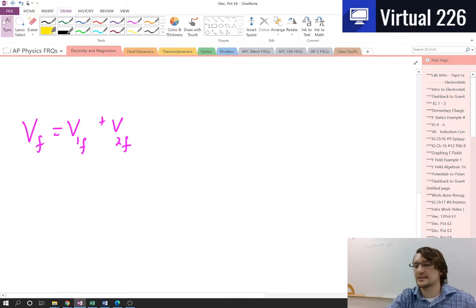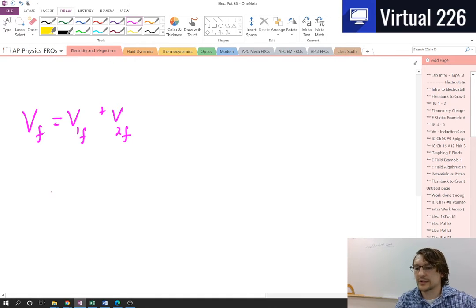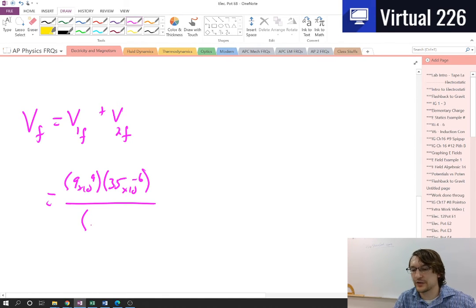So to do this, for the first charge, we're going to have the kq over r, where k is the 9 times 10 to the 9th. The q is going to be the 35 times 10 to the minus 6. Those are our microcoulombs. And then divided by 4 centimeters, so 0.04.